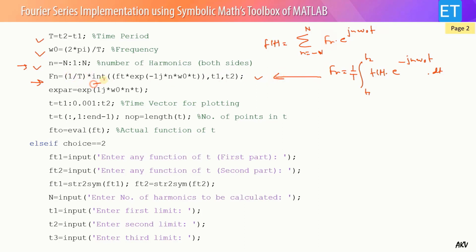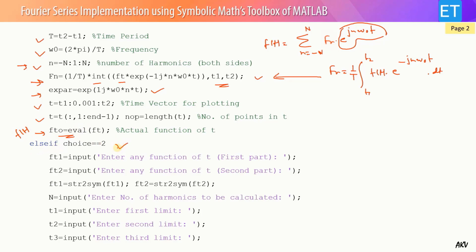So 1 upon t integration ft e power minus j n omega naught t, and these are integration limits from t1 to t2. And then we are calculating this exponential. So this exponential we are calculating, e power j n omega naught t, by this line. Then defining a time vector for plotting, and then doing some operation that will be needed in plotting. And then we are getting the actual function of t. Okay, so this is your original function ft. So that will be utilized in plotting.